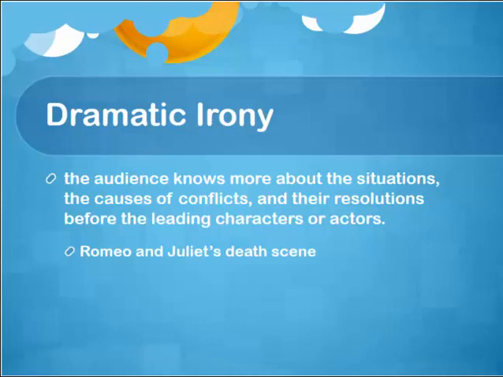So again, verbal irony is sarcasm. Situational irony is when we expect one thing and something totally the opposite of it happens. And dramatic irony is the one where we know what's happening before the characters or the actors do. And that's really all there is to irony.